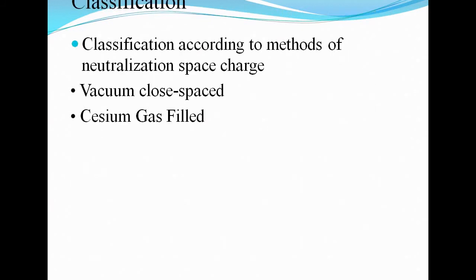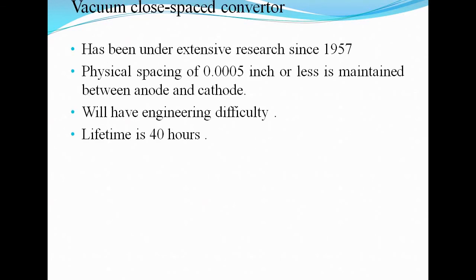Now, classification of this thermionic generator. So classification according to the methods of neutralization of space charge. First one is vacuum close spaced, and second is cesium gas filled. So these are the two types. So let us first see the first one, vacuum close space converter.